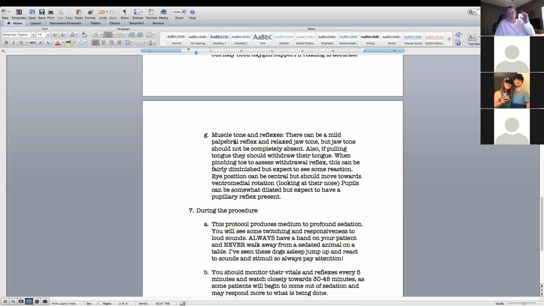Palpebral reflex, if you remember from anatomy, is where you tap and you look for a blink. Now these patients are sedated. They shouldn't have a super brisk blink. They could have a little bit of a blink because they are not anesthetized. They are supposed to be somewhat conscious, but palpebral can be diminished. Their jaw tone, if you try to open their mouth, they should resist you a little bit.